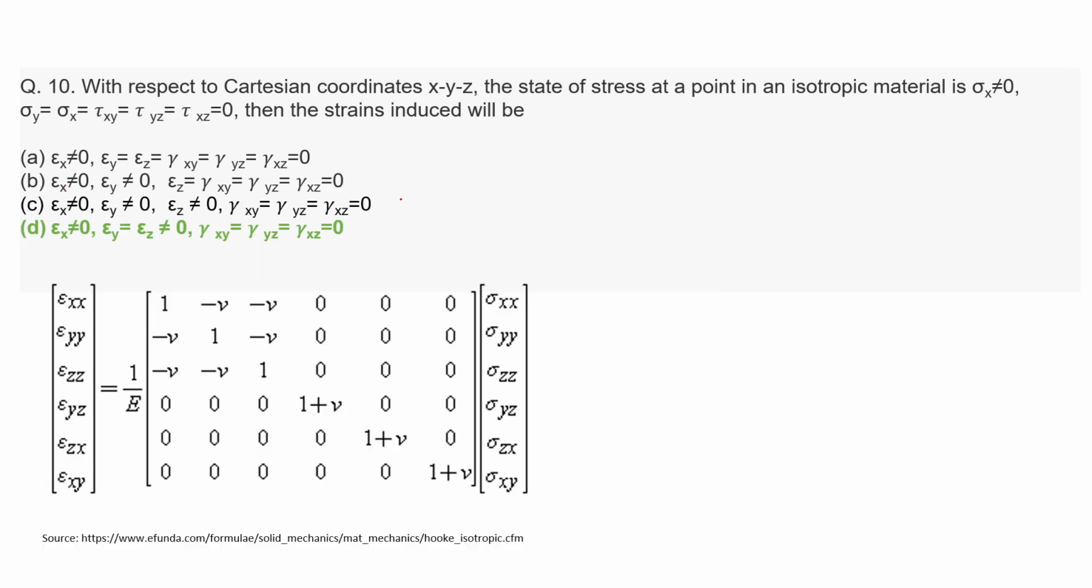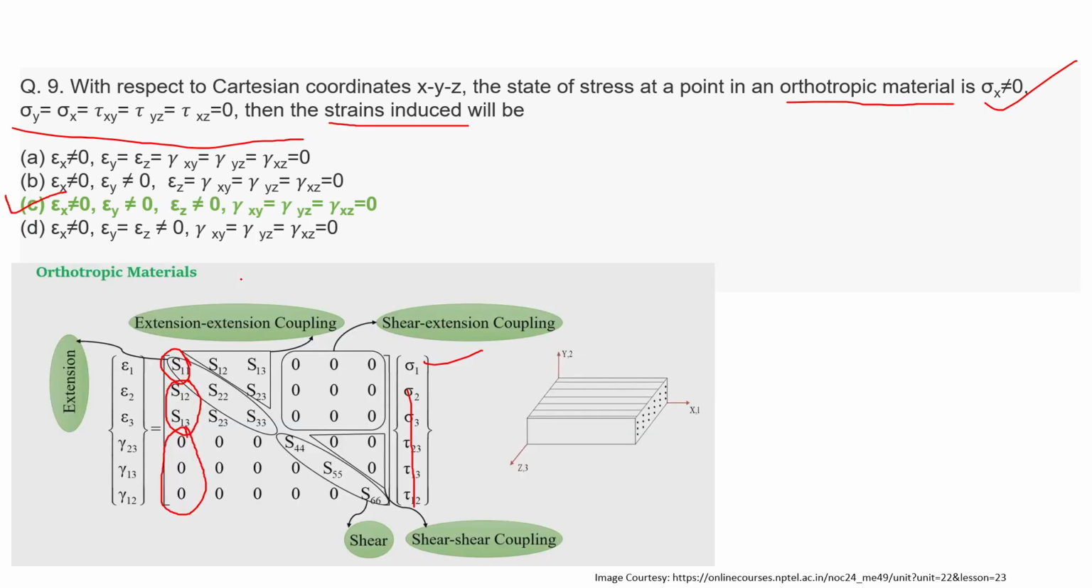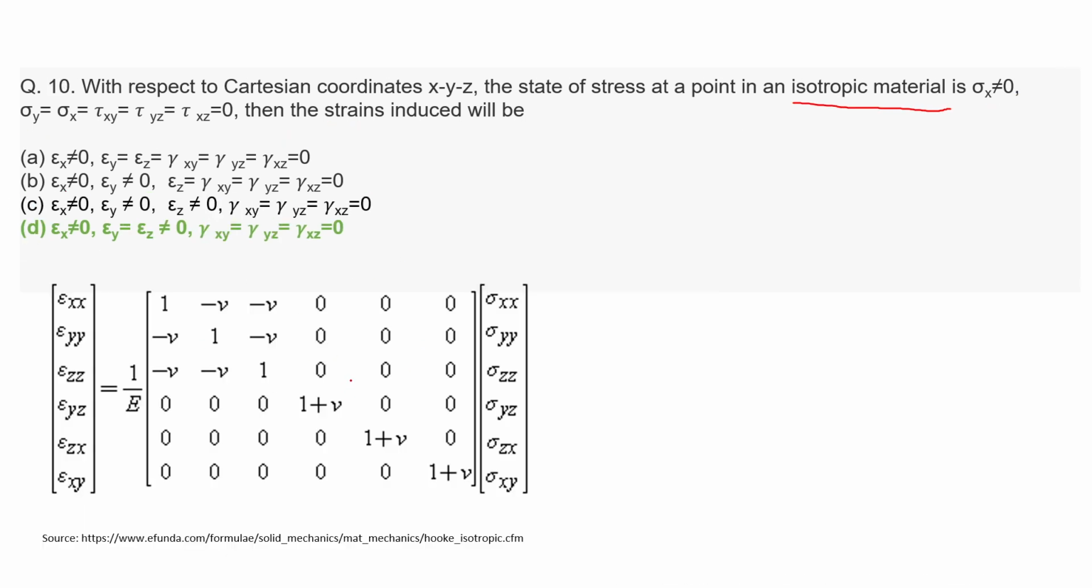A similar question here asks about an isotropic material. This is the compliance matrix of an isotropic material. Here all these values are 0, and these are the only non-zero values. From the coefficients, we can see the strains in the x, y, and z directions will be non-zero, and the shear strains in all the directions will be equal to 0. So option D is the answer.